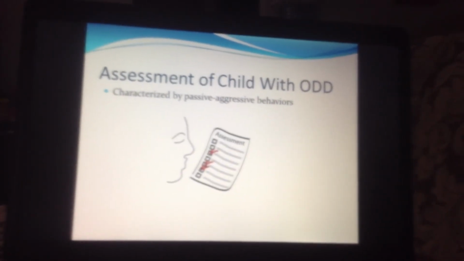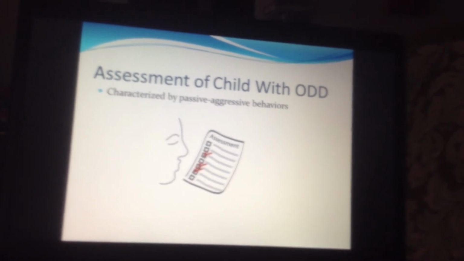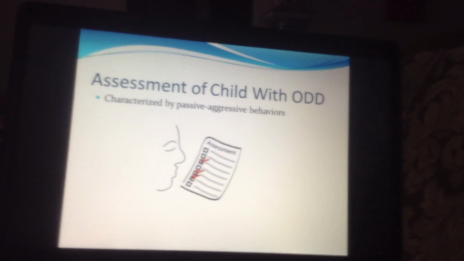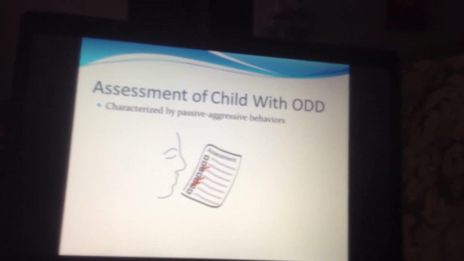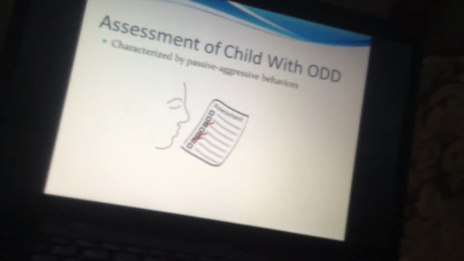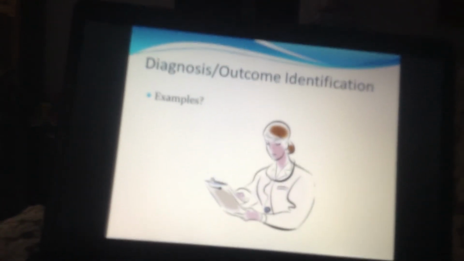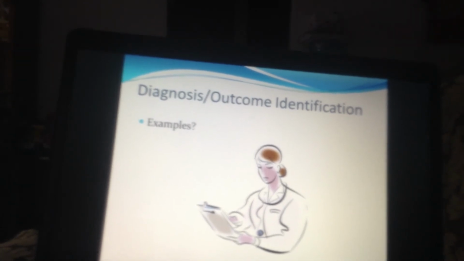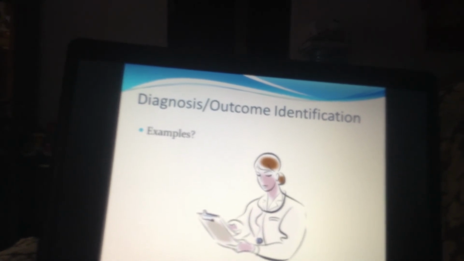Now, the problem with these kids is they do not see that they are being oppositional or defiant. They view that the problem is arising from other people because they're making unreasonable demands, but not because they are being oppositional. So there's a difference. Some of the nursing diagnoses are non-compliance, defensive coping, low self-esteem, and impaired social interaction. So you can look at those.